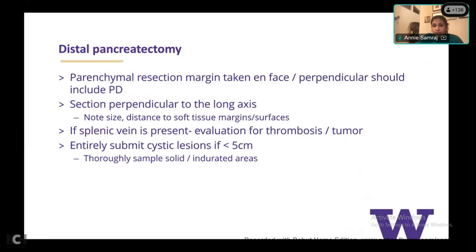And if it is a cystic lesion, generally, if it is less than 5 centimeters, we want to submit it entirely. And this is because cystic lesions can be associated with an invasive adenocarcinoma component. And so in order to not miss that, we want to evaluate it entirely. And of particular note are solid or indurated areas in the cyst wall. These should be submitted as well. If it is greater than 5 centimeters, then we want to submit at least one section per centimeter of the tumor.